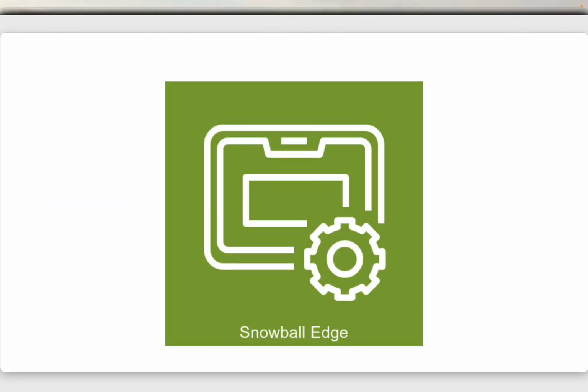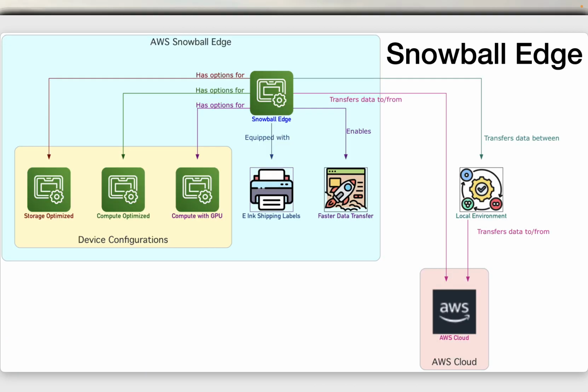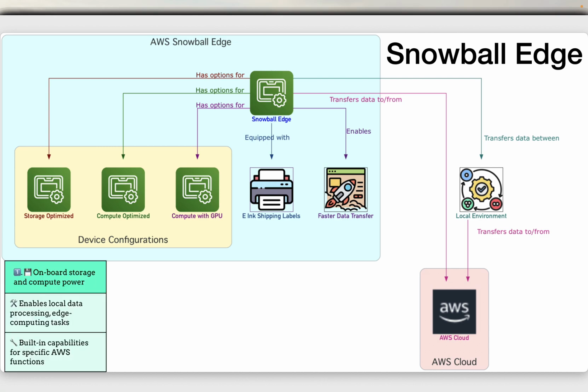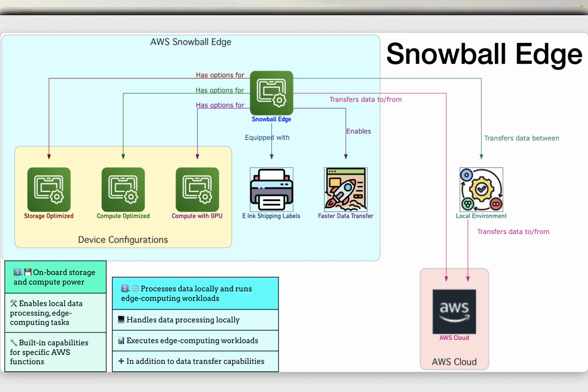Okay, next is Snowball Edge. So Snowball Edge, what is Snowball Edge? AWS Snowball Edge device comes with built-in storage and computing capabilities for specific AWS functions, enabling local data processing and edge computing. So it's similar to Snow Cone only. And these devices can handle data processing locally and execute edge computing workloads in addition to their data transfer capabilities.